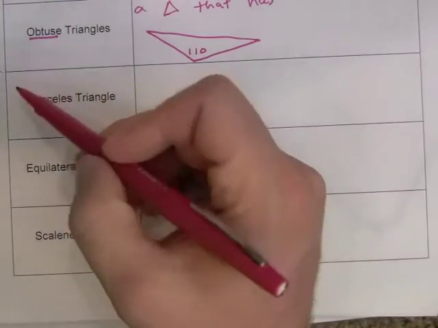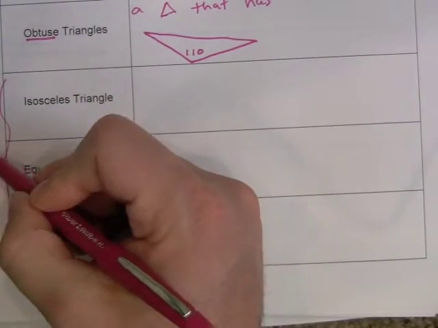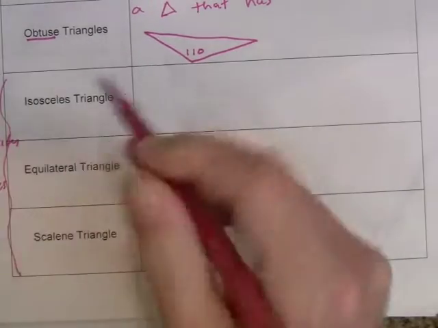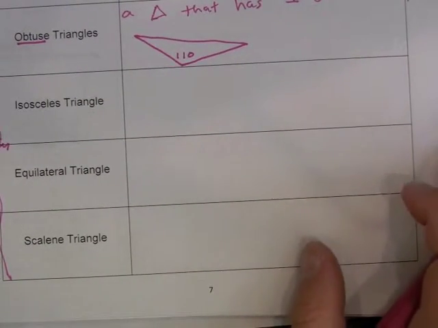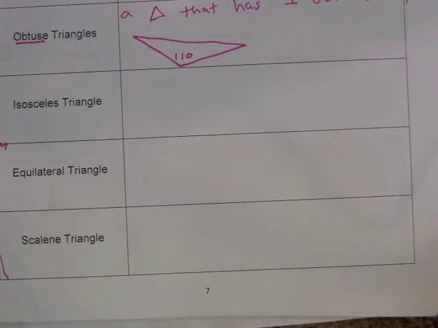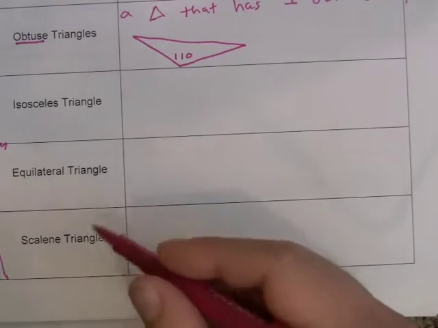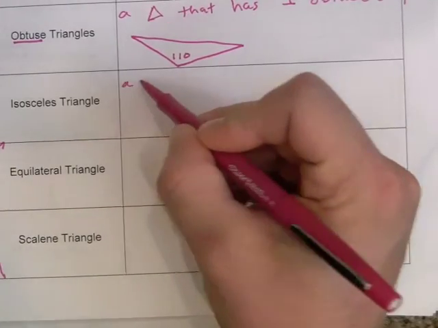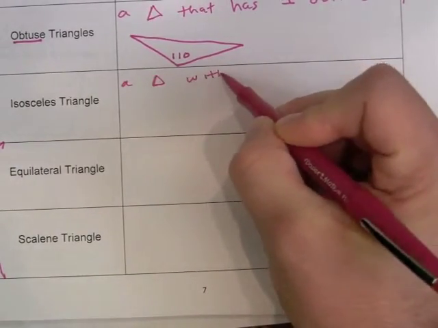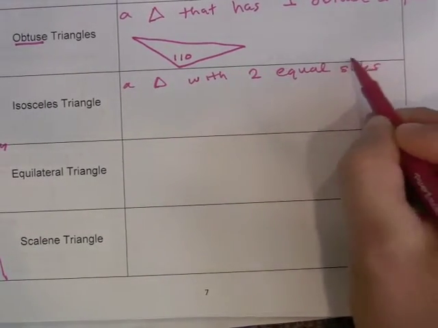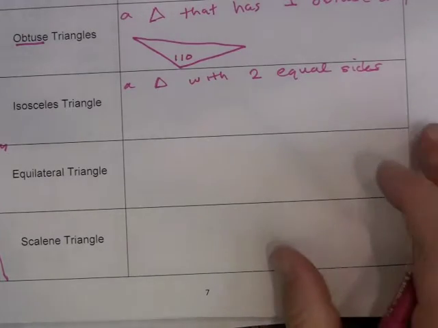The other way we can classify, which is the last 3 here, is by sides. If the sides are equal or not is how we classify them. So the first one we're going to talk about is an isosceles triangle. That's when we have 2 equal sides. A triangle with 2 equal sides is an isosceles triangle.